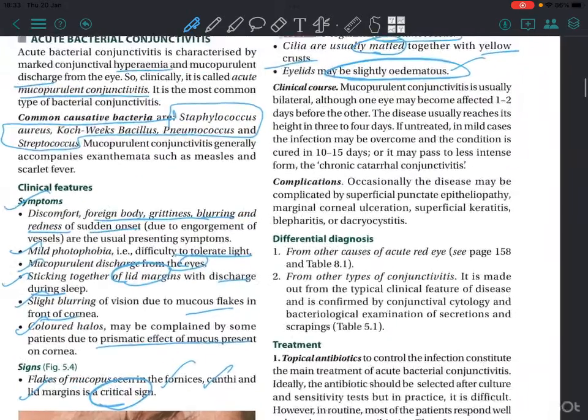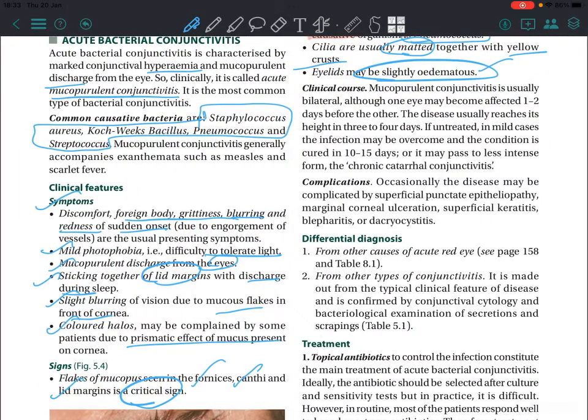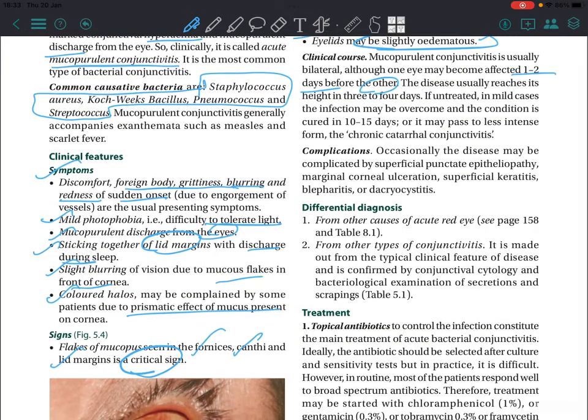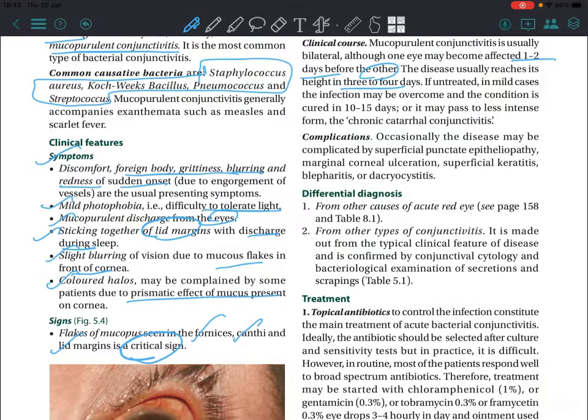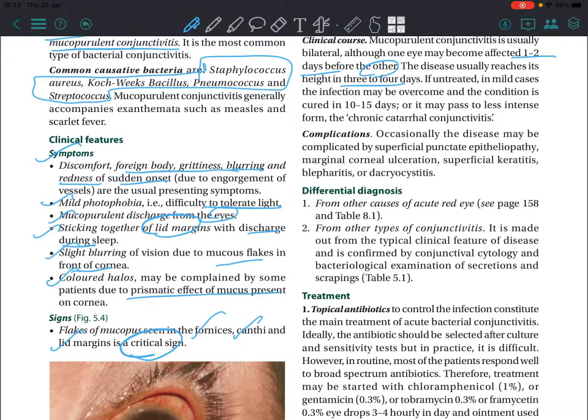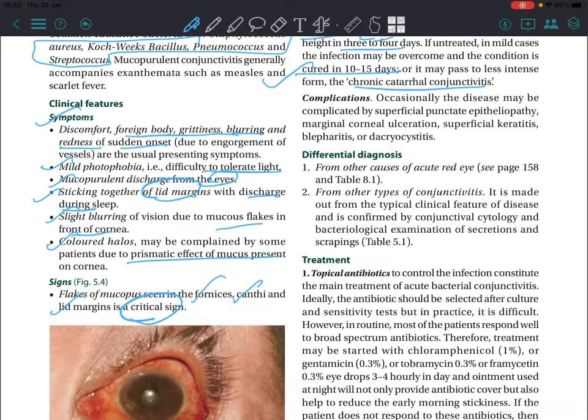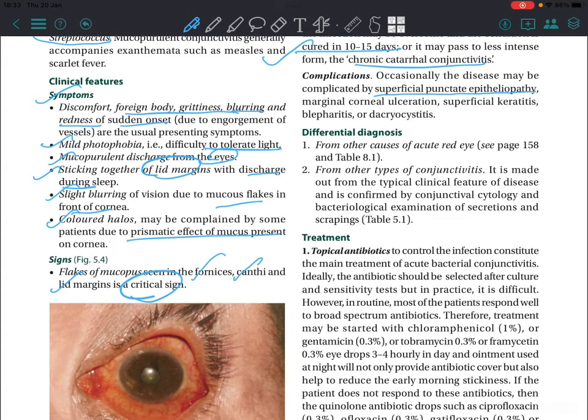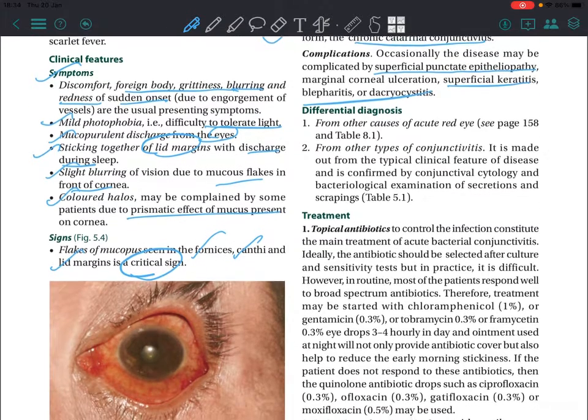Clinical course: mucopurulent conjunctivitis is usually bilateral, although one eye may become affected 1 to 2 days before the other. The disease usually reaches its height in 3 to 4 days. If untreated, in mild cases, the infection may subside and the condition is cured in 10 to 15 days, or it may pass to a less intense form, chronic catarrhal conjunctivitis. Complications: occasionally the disease may be complicated by superficial punctate epitheliopathy, marginal corneal ulceration, superficial keratitis, blepharitis or dacryocystitis.